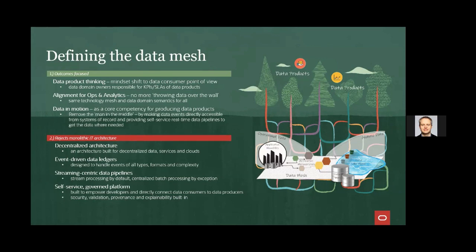The first is a distributed, decentralized data architecture that helps organizations move away from monolithic architecture. It's the same trend as we saw in the AppDev spectrum. Secondly, it's event-driven data ledgers for enterprise data in motion. And it's streaming-centric pipelines to replace the legacy batch type of approach, handle real-time events, and provide more timely analysis.